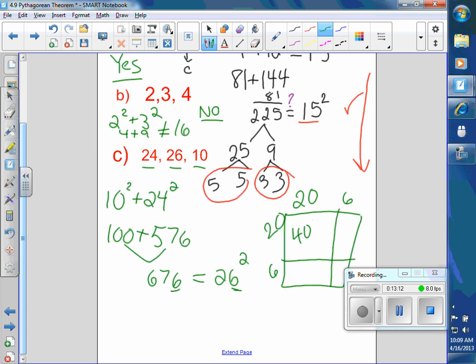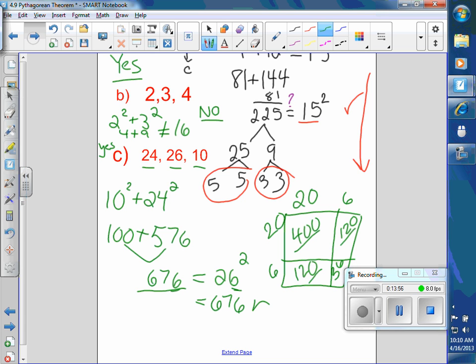This is 400, this is 120, this is 120, and this is 36, right? So this is 240, so that's 640, right? Plus 36. Yeah, 676. Does it work? 576 plus 100. It does work, right? Okay, so it's a yes. These form a right triangle. Raise your hand if that makes sense.